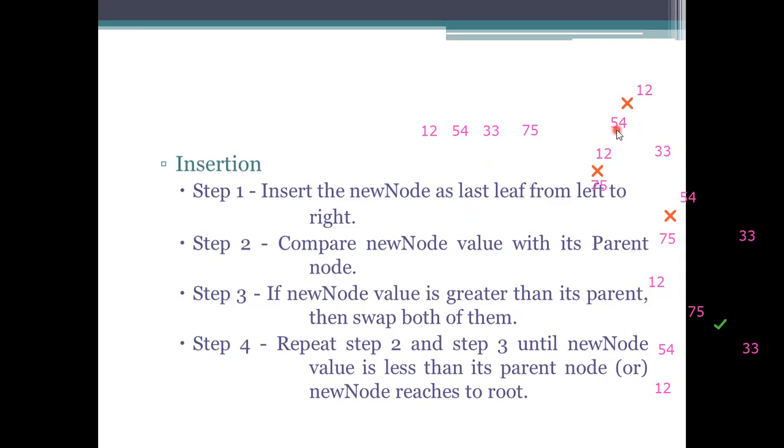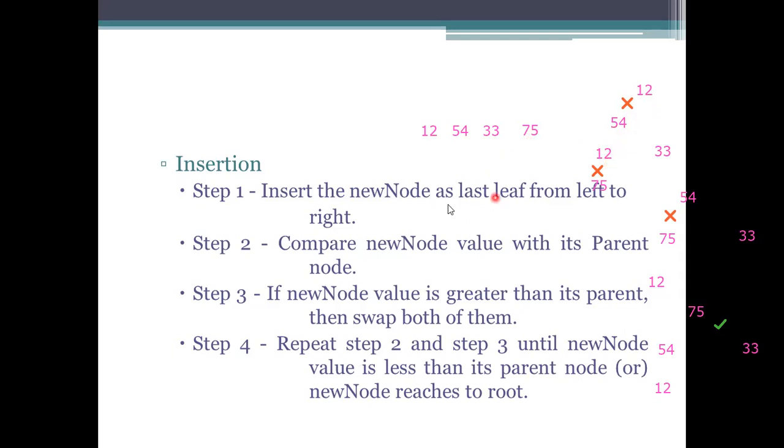After inserting here, what happens? The value we are getting is not greater than the root node value. Then we need to swap the values here. I swapped these values and placed the 12 as a child for this 54. And then, what is the next value? 33. I took the value, that is 33.